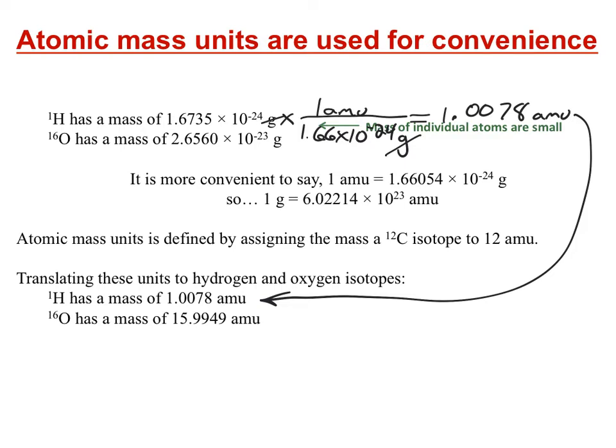Thus, we can convert it directly to atomic mass units. We could do the same thing for oxygen, where we take the oxygen mass in grams and convert that to the mass in atomic mass units using that same kind of conversion factor. This really just makes it a lot easier to work with.